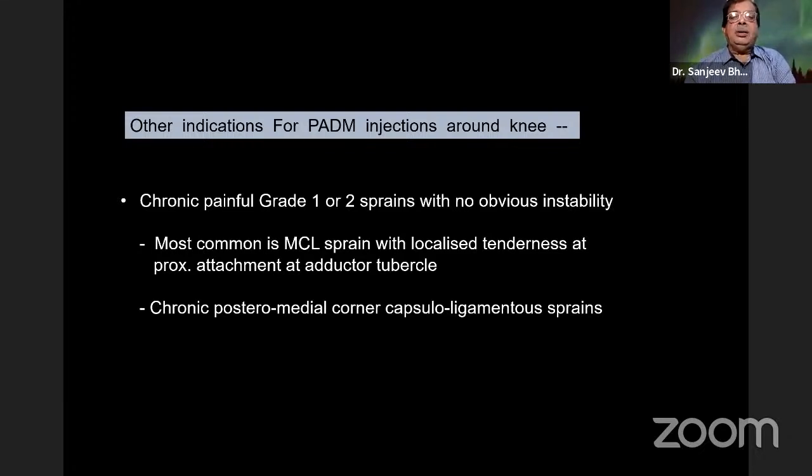Other indications for periarticular injections on the knee, as I said, are chronic painful grade 1 or 2 sprains with no obvious instability. This is very important. Usually you will get patients having medial collateral ligament sprain with localized tenderness at the proximal attachment of the MCL at the adductor tubercle, and you can inject it there. And second is chronic posterior medial corner capsular ligamentous sprains, and the patient points directly at that spot. Only one injection usually suffices. With that, the patient gets very good relief. Someone who is suffering for nearly 6 months or 1 year can get very good relief.